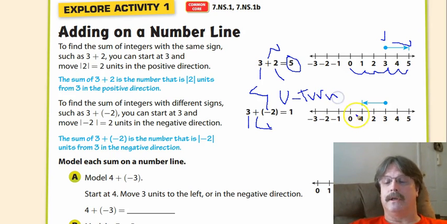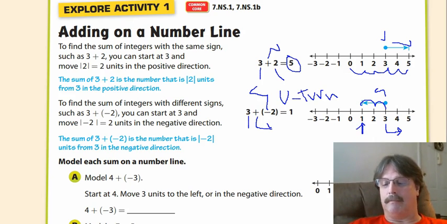There we go. So we start off at 3. Remember, 1, 2, 3. Initially we're supposed to go to the right because it's a plus sign there. But because we have the negative, we're going to make this U-turn, and we're actually going to go back this way. We're going to go back 2 units. So 1, 2. So the answer is that we're going to be at number 1.